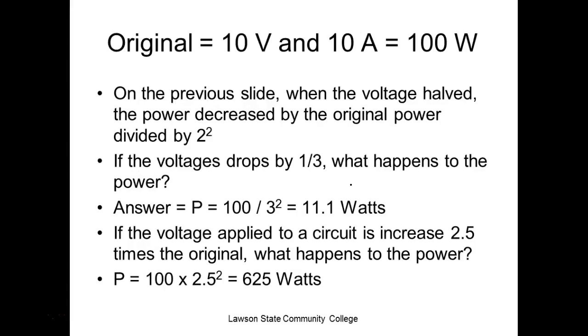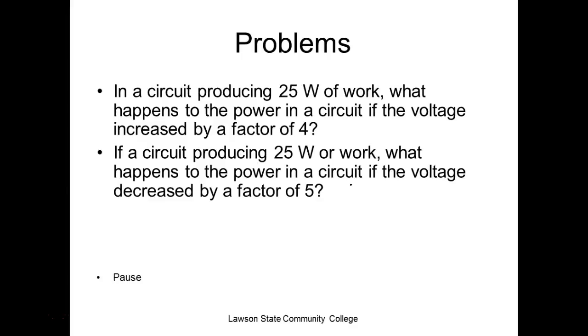Now this is the trick. On the previous slides, if the voltage drops to 1/3, what happens to the power? It's going to drop by 1/9, right? In circuits producing 25 watts of work, what happens to the power in a circuit if the voltage increases by a factor of 4? It's going to be 16, right? If the voltage decreases by a factor of 5, your power is going to be 1/25. Y'all understand that?